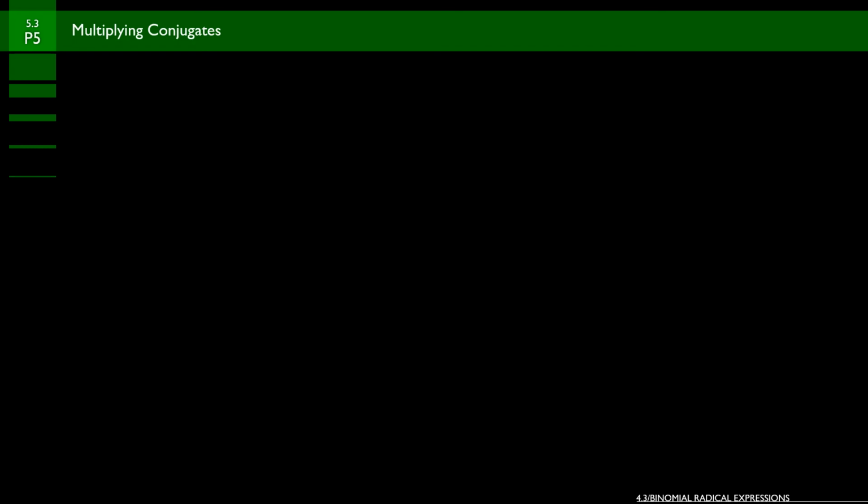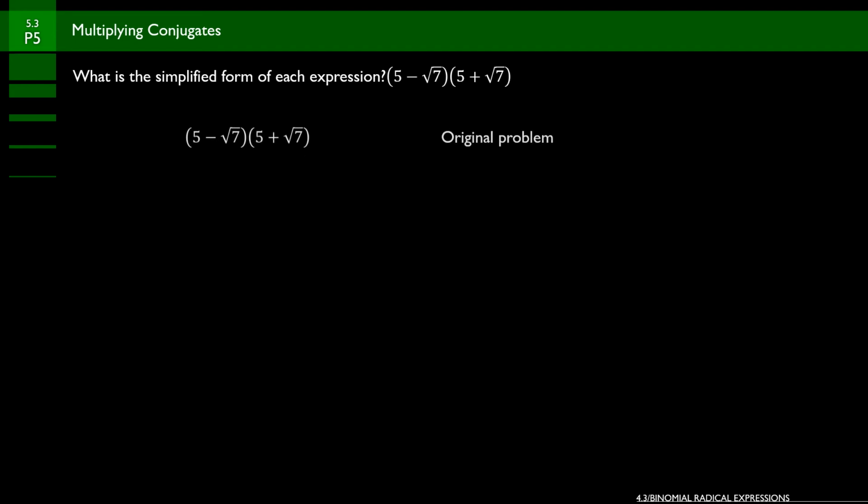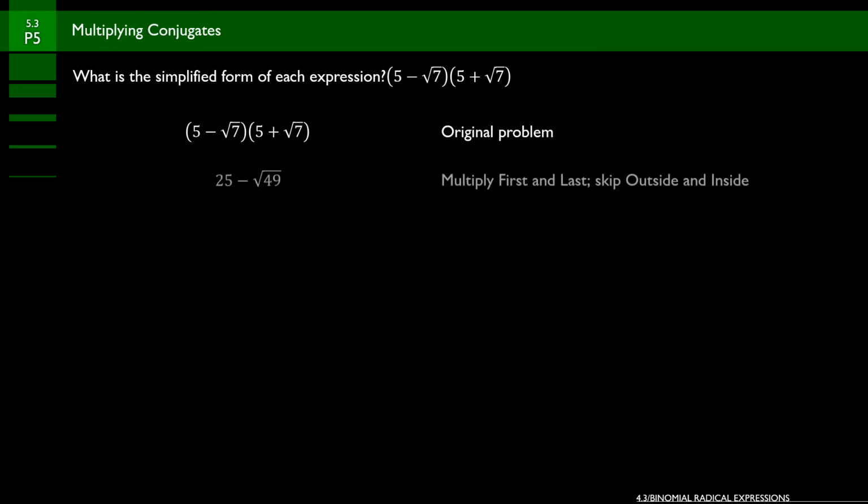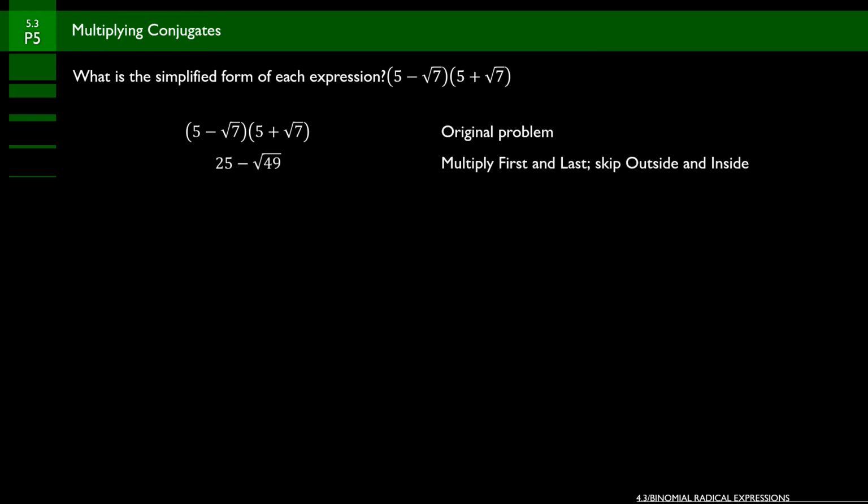For problem number 5, we get a pair of conjugates. So since we've got conjugates, we don't have to worry about the O and the I in FOIL. So we're just going to multiply the first and the last. So 5 times 5 is 25. Negative square root of 7 times positive square root of 7 is negative square root of 49. That simplifies down to 25 minus 7, which gives us 18.